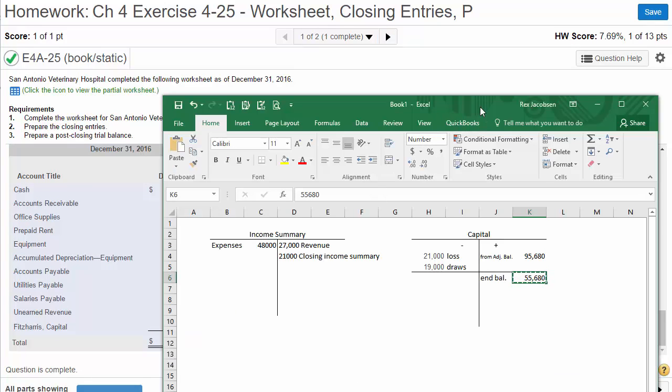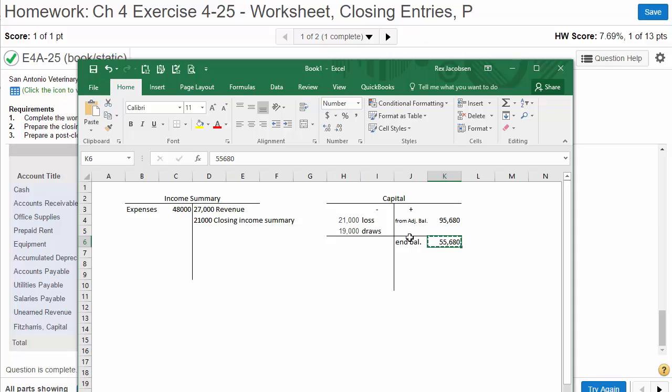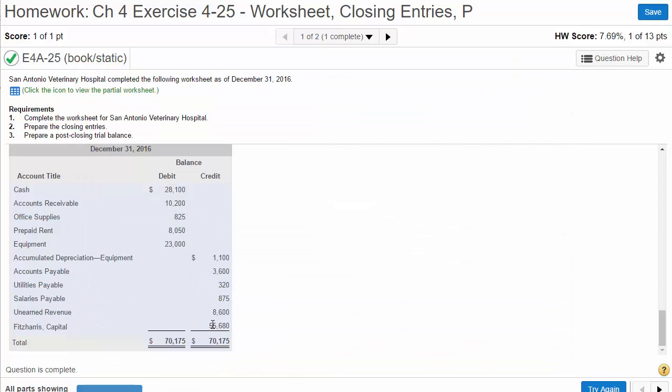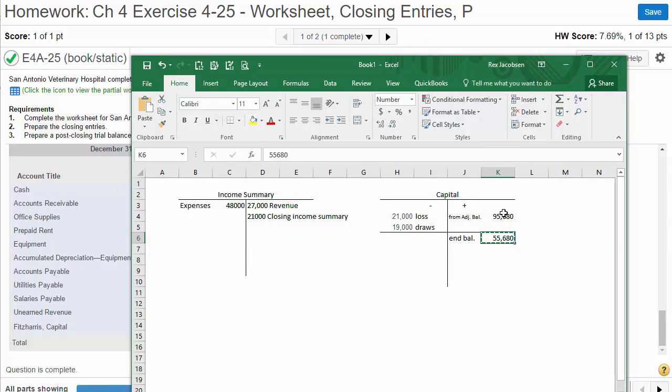Now you may be asking yourself, do we have to go through this process? Well, technically you don't have to go through that process to find the capital amount. In the real world, that's how it's done. But you could have just plugged in whatever number is going to make this column total this column total. But you should understand how this works, because this is what's going on in accounting. You take your beginning balance, your loss is going to lower capital, your draws will lower capital, and that gives you your ending balance.